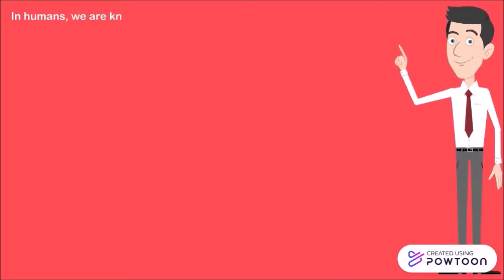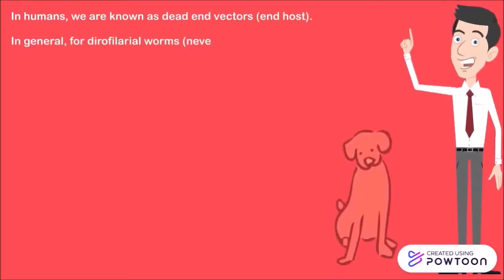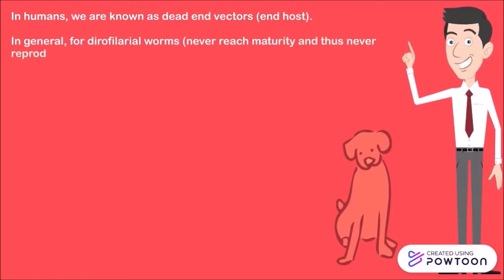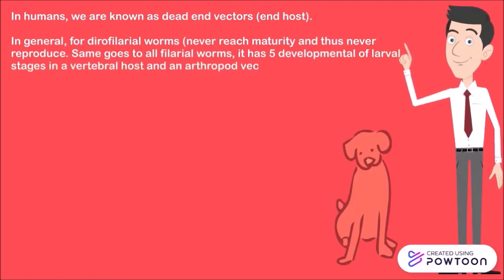So in humans, we are known as the dead-end vectors. This means we are the end hosts. In general, filarial worms will never reach maturity and thus never reproduce. Same goes for all filarial worms. It has 5 developmental larval stages in a vertebrate host and an arthropod vector.